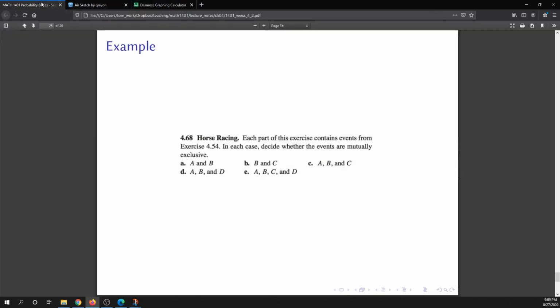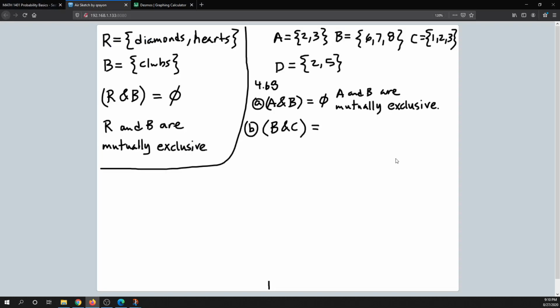Next is part B, and they want to know if events B and C are mutually exclusive. If we look at B and C and see what they have in common, B is 6, 7, and 8, and C is 1, 2, and 3. Again, we see that they have nothing in common. There's no element of the sample space that's in both event B and event C. So we would say that B and C are mutually exclusive.